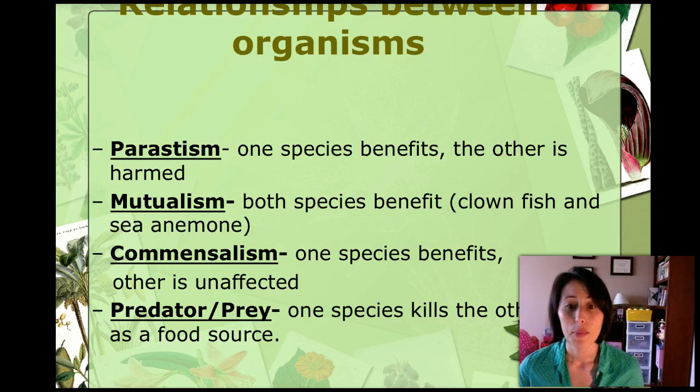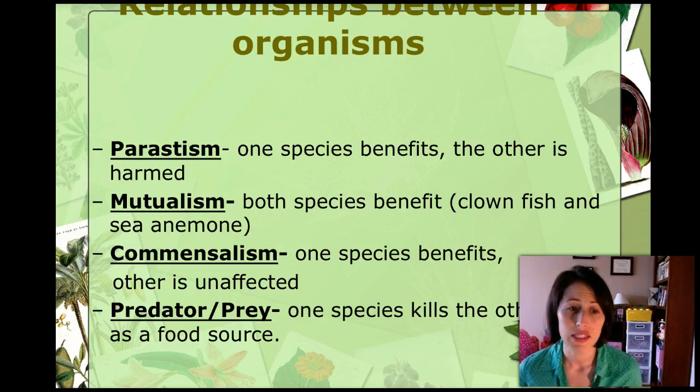Mutualism is where both species are benefiting from that relationship, and one example that I use is clownfish and sea anemone. Some sources say that this is actually a different kind of relationship, that it's commensalism, but our book looks at this relationship as mutualistic, which means the clownfish is benefiting and the sea anemone is benefiting.